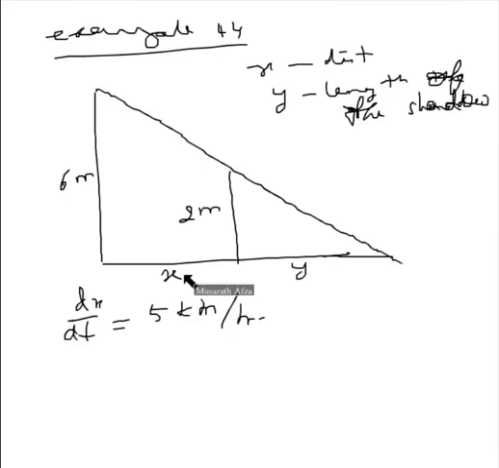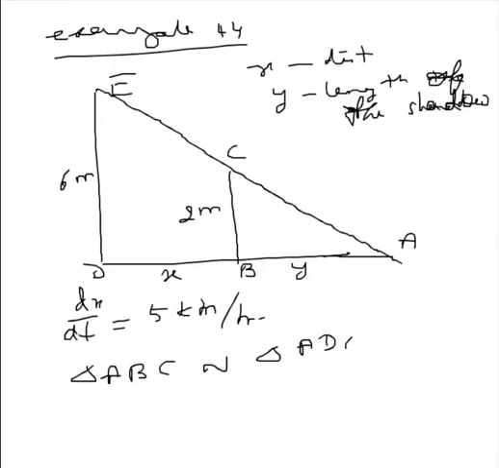Okay. Now we need a relation between x and y. Since we have two triangles here, we are going to use similarity. I will name the triangles A, B, C, D and E. Mention that the triangles are similar: triangle ABC is similar to triangle ADE. So corresponding sides must be proportional.